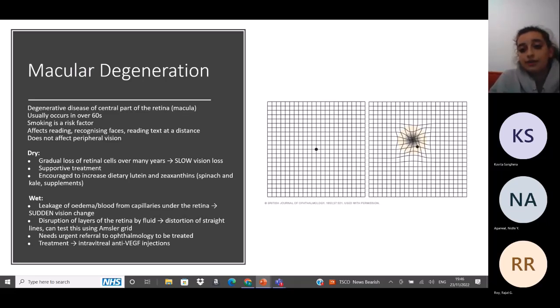And on the right, I've got a picture of what an Amsler grid is. It's literally just a grid of lots of straight lines, and you can ask them if any of the lines look blurry, or even wavy. If they do, then always worry about wet degeneration, and they need to be referred on for anti-VEGF injections.